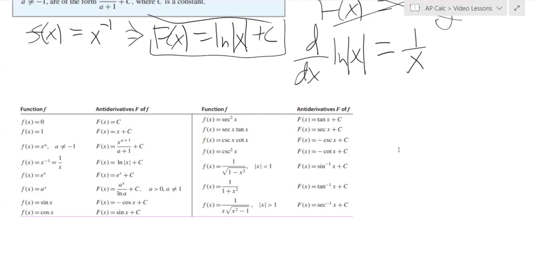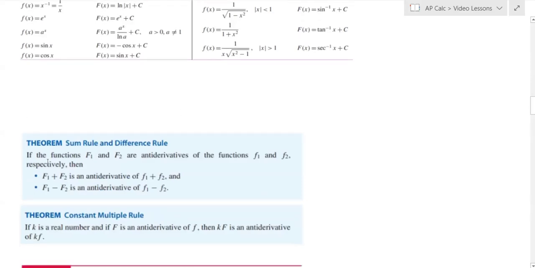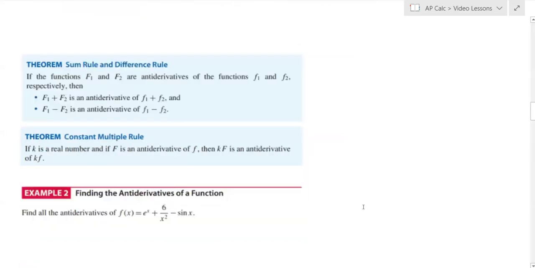So these next two theorems are going to be consequences of the properties of derivatives and the relationship between derivatives and antiderivatives. So if functions capital F1 and F2 are antiderivatives of little f1 and little f2, then if you add them, that's going to be an antiderivative of adding little f's. If you subtract them, that's going to be the antiderivative of subtracting little f's. This is just like the sum and difference rule. So in essence, you can add and subtract antiderivatives.